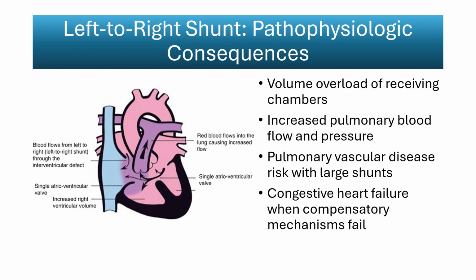Left-to-right shunting creates a sustained volume load on the receiving chambers. The atria and ventricles enlarge to handle the increased return, which raises myocardial oxygen demand and eventually compromises contractility. This chamber dilation is often the earliest structural change in significant shunt physiology.